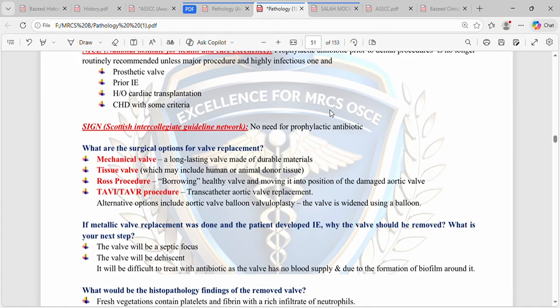And alternative options include aortic valve balloon valvuloplasty. The valve is widened using a balloon.